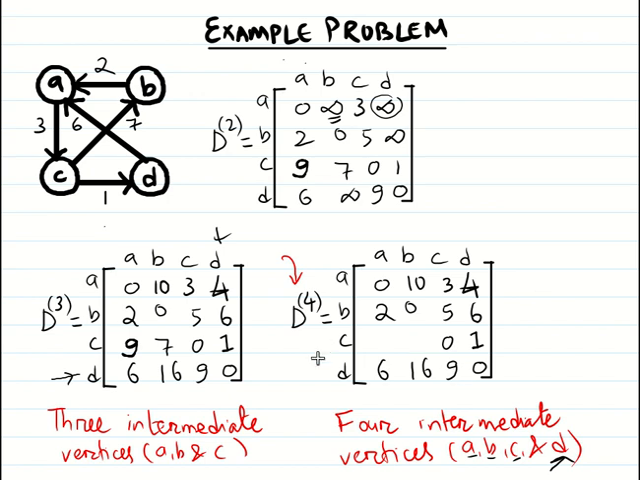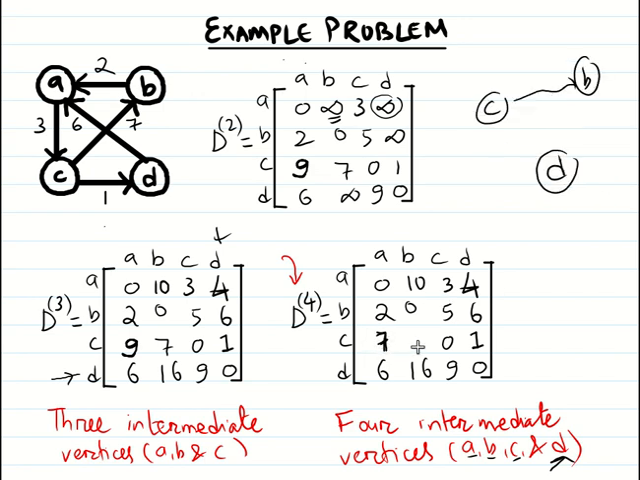Now let's see C to A. Previously C to A was 9. Now via D, what is C to D? C to D is 1, and D to A is 6. So 6 plus 1 is 7. 7 is less than 9. So I got a new path from C to A via D, which is 7. So I'll update this.